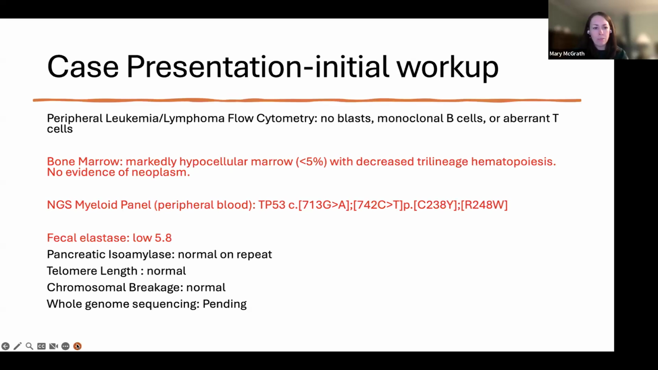In regards to bone marrow failure workup, her fecal elastase was notably low at 5.8, although her pancreatic isoamylase was normal, which was reassuring. And then her telomere length and chromosomal breakage were also normal. She does have whole genome sequencing that was sent and is still pending. And we did ask our genetic colleagues to see if they can also particularly hone in on the SBDS gene, just given the fecal elastase results.